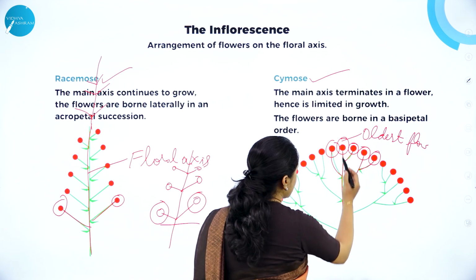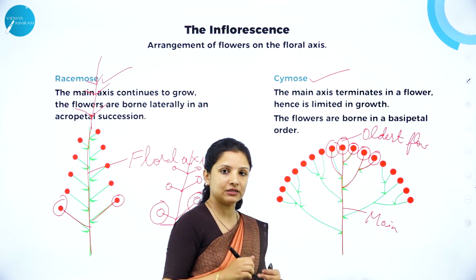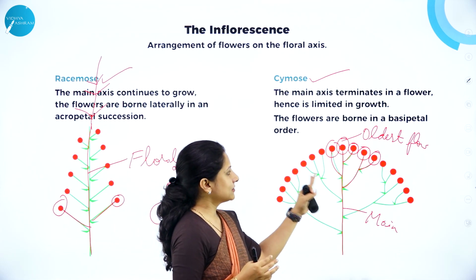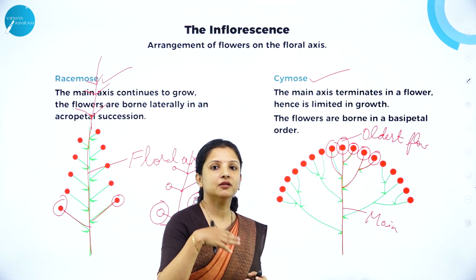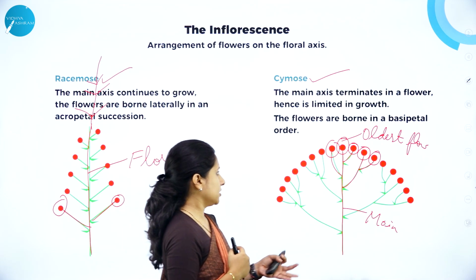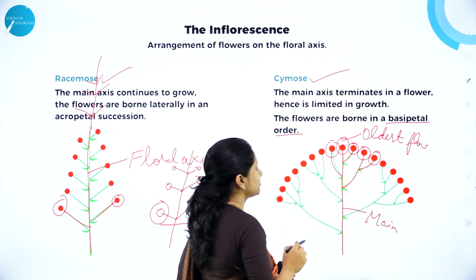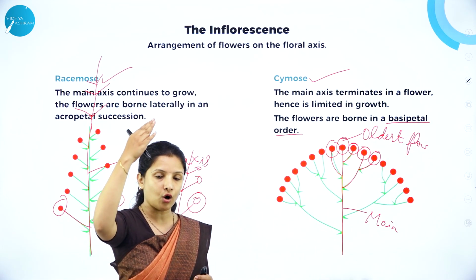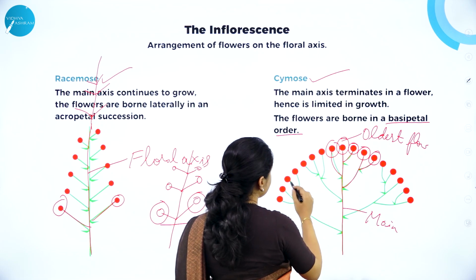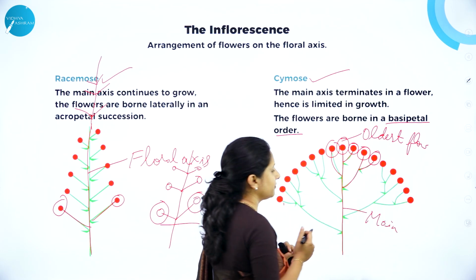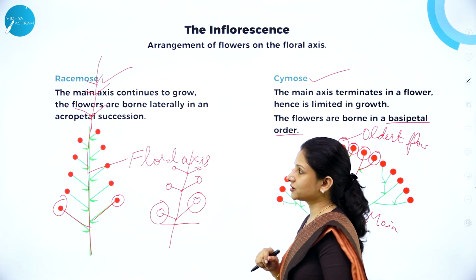Why? Because once the main floral axis, so this is the main floral axis, once the main floral axis forms, it terminates in a flower. So therefore this has limited growth, because all the flowers that are formed in the floral axis will be at the terminal end. And always this shows basipetal succession or arrangement of flowers, wherein the older flowers will always be at the top and the younger flowers will be at the bottom. So all these will be the older flowers, and as and when the flowers keep on forming at the bottom, there will be the younger flowers. So this is cymose inflorescence. So this was about racemose and cymose inflorescence.